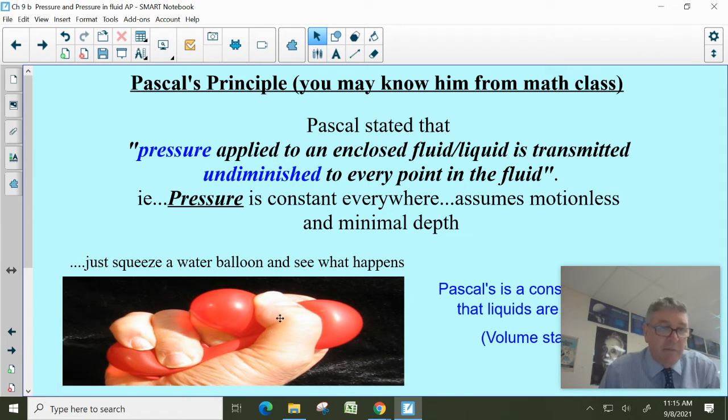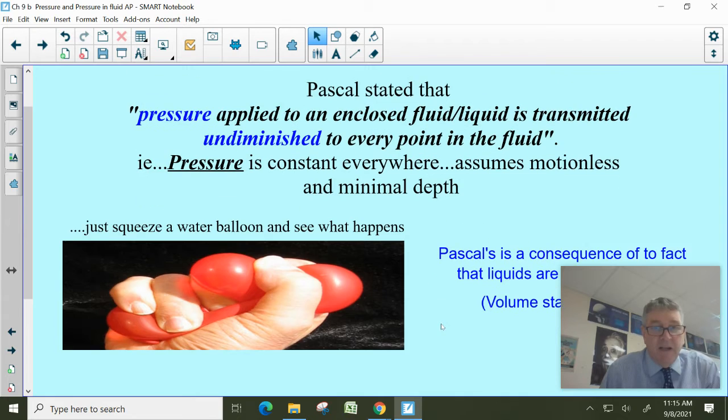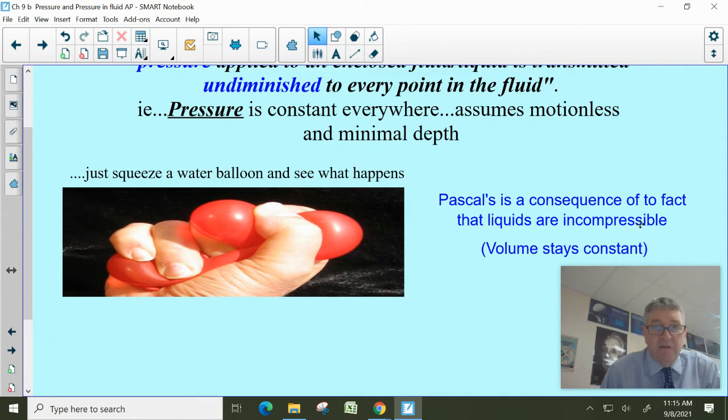So for example, when you grab a balloon and fill it full of water, if you squeeze the balloon, we don't compress the water. And again, this is important. It's a consequence of the fact that liquids are incompressible. The volume stays the same. So all you do is you're moving the water around, or the balloon explodes. So the pressure stays the same within that system.